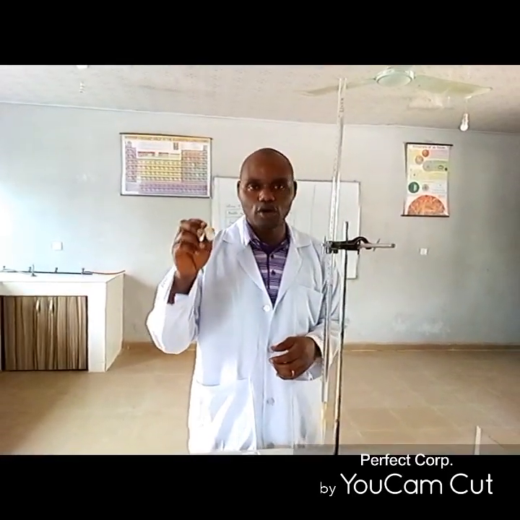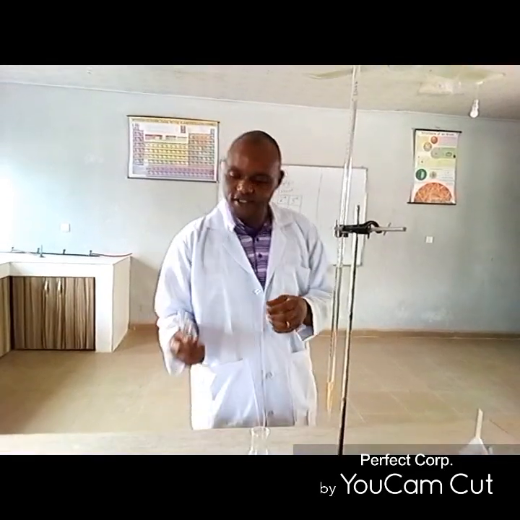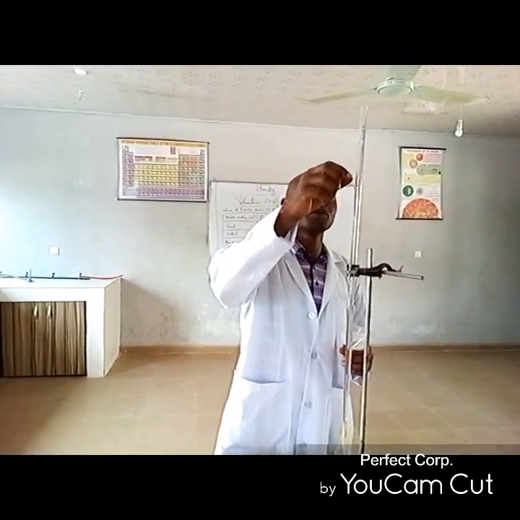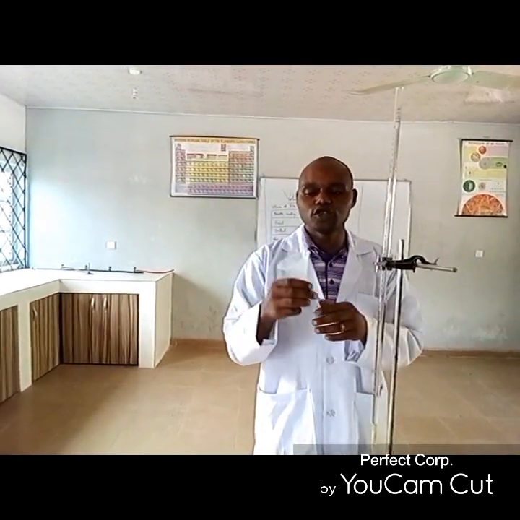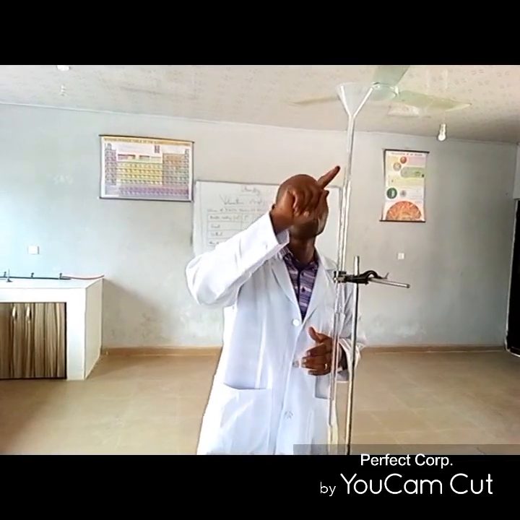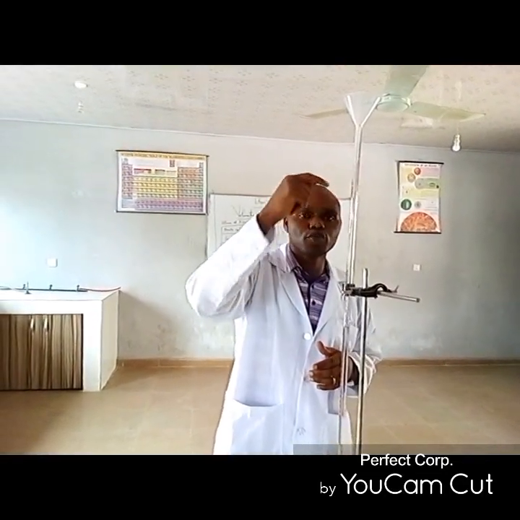Now the indicator that we are using here is methyl orange. Now let's start. We need to fill the burette with the acid solution. Take note, when you are filling the burette with the acid solution, the first thing you need to do is to put the funnel in the burette. And when you are putting the acid solution into the burette, allow it to get to 0.00. That will be the initial reading.